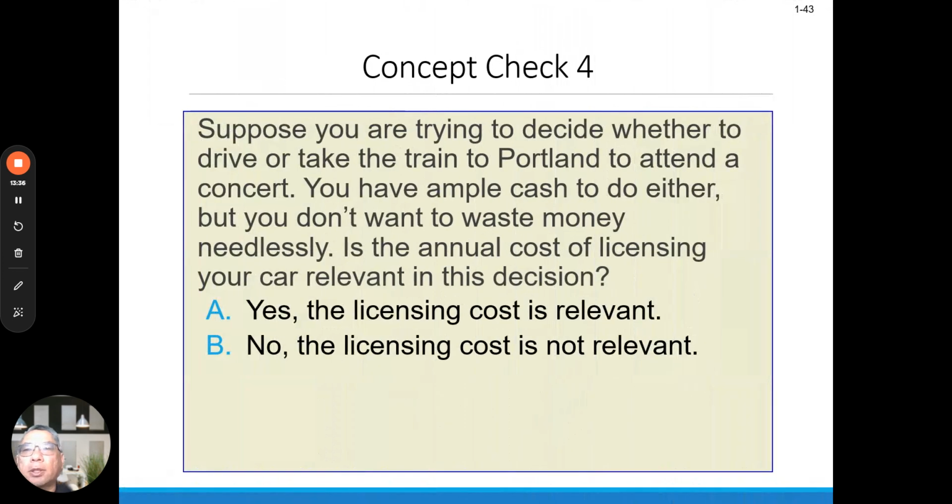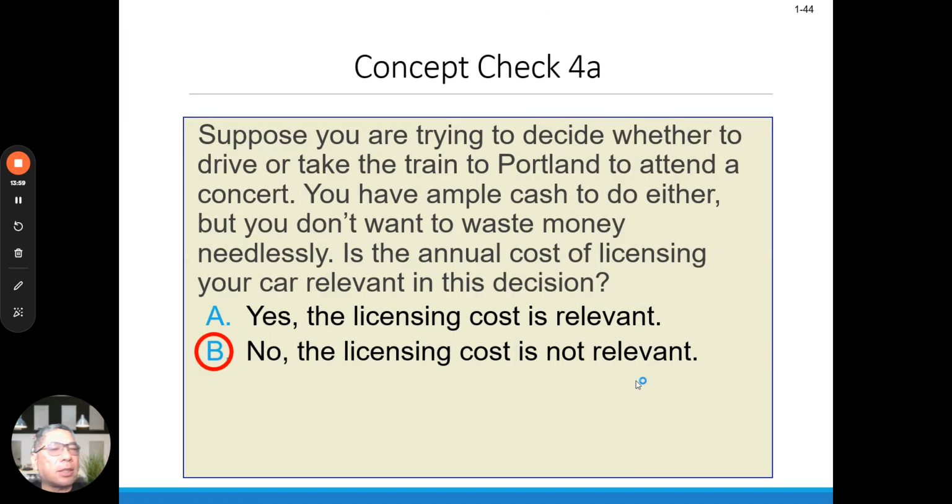Okay, concept number 4. Suppose you are trying to decide whether to drive or take a train to Portland to attend a concert. You have ample cash for either, but you don't want to waste money needlessly. Is the annual cost of licensing your car relevant to this decision? Of course, the licensing of the car is not relevant.